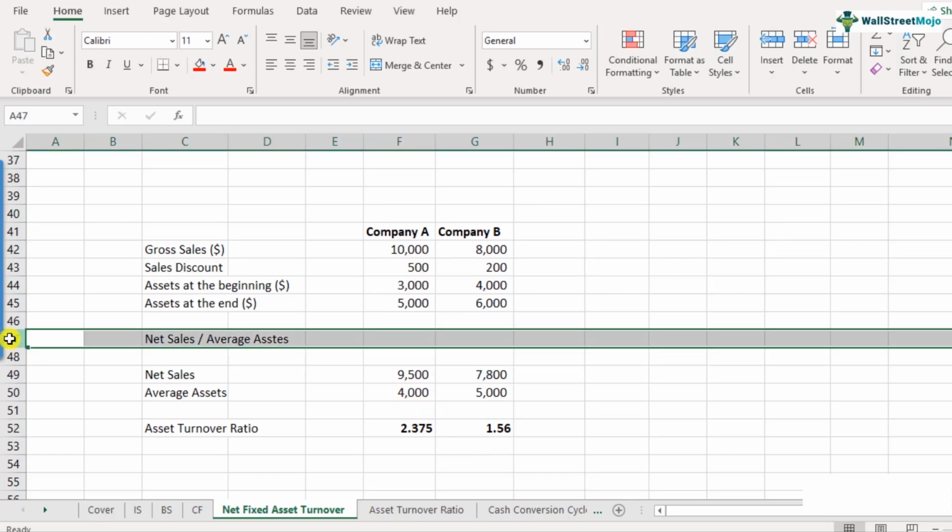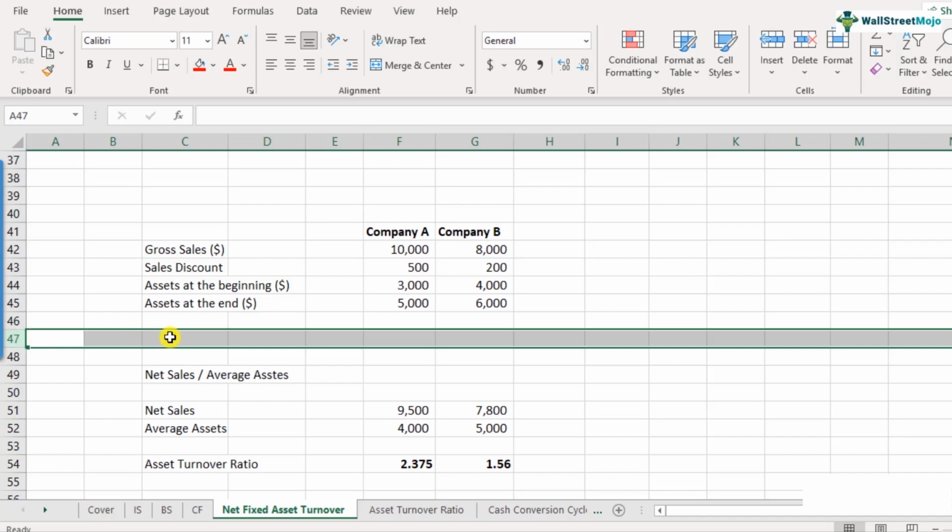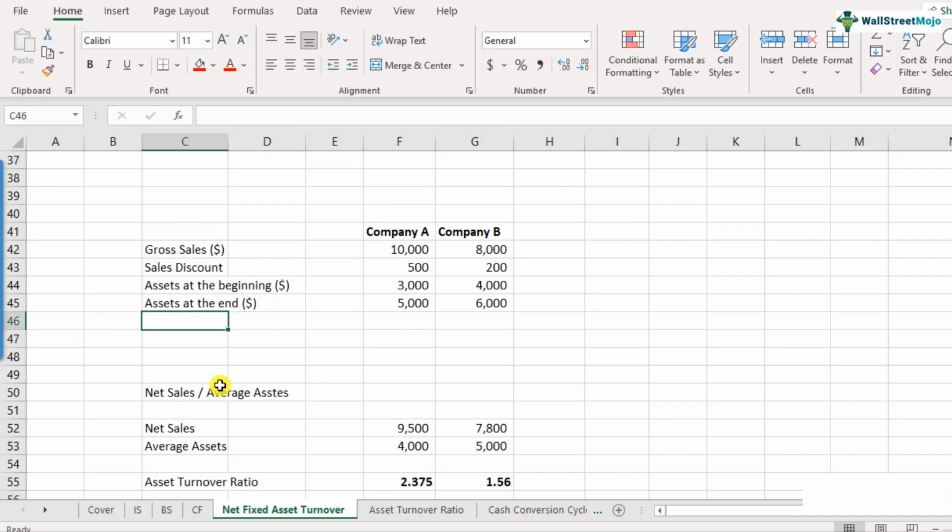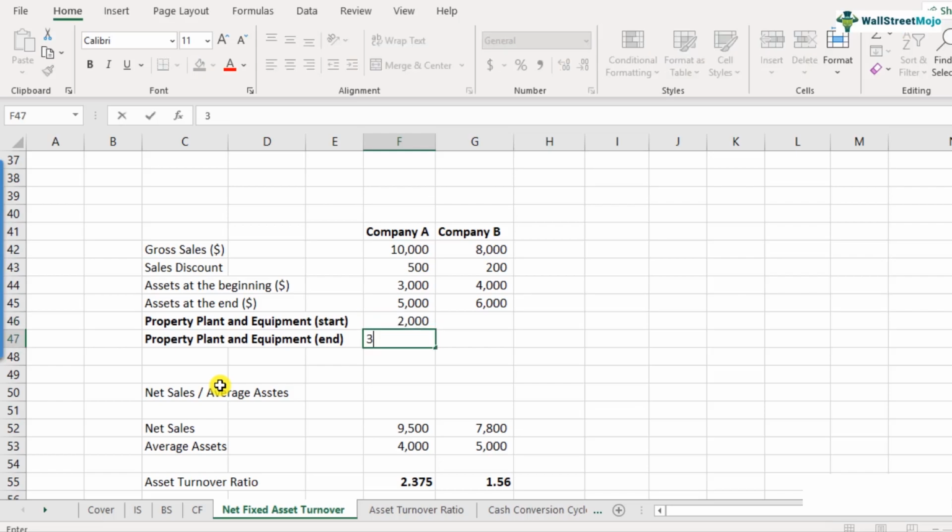Okay, so now we will look at calculation of net fixed asset turnover, and for that we will need the net fixed assets number. So let's assume that we have this property, plant and equipment numbers for the start and the end of the year. Okay, so that's the only addition which I will do in this example. And as you will note that in the balance sheet, you will get this number PPE, property, plant and equipment, right? So let's assume that this is 2000 and this is 3000. Okay, and for company B, it was 1000 and 2000.